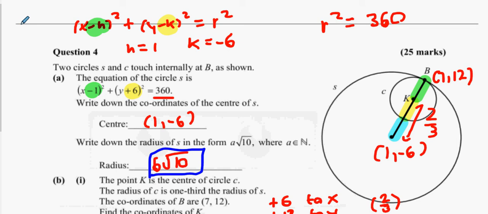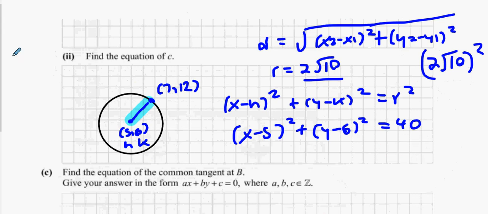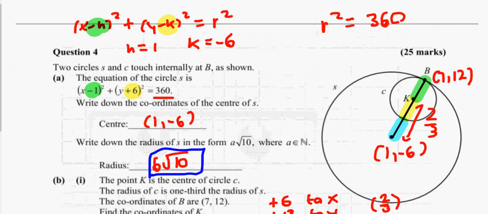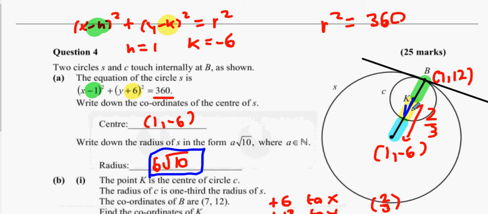Common tangent at B. The common tangent is this one here. It goes through (7, 12), and it has to be perpendicular to this blue line here. So I'm going to find the slope of the blue line, and then find the perpendicular slope and use the equation of a line formula.